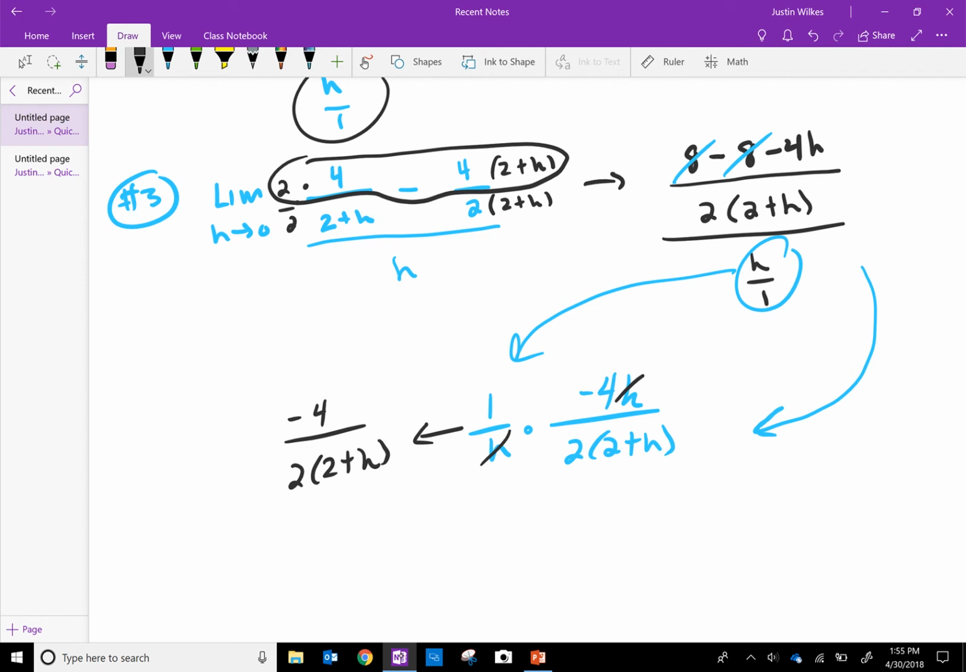Everything looks simplified. I'll take the limit as h goes to 0. So when h becomes 0, I get negative 4 over 2 times 2. So it's negative 4 over 4. So it's negative 1. So answer number 3 is negative 1.